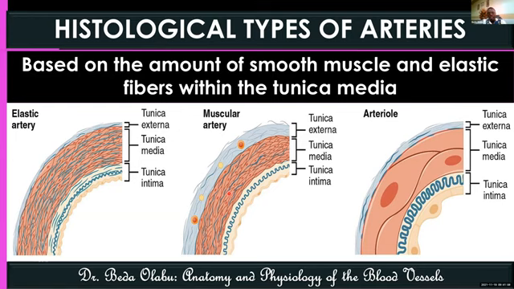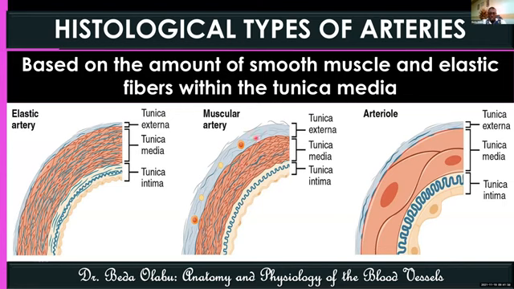The third histological type of arteries, which is not in this slide, is what we call hybrid arteries. Hybrid arteries is where you have a combination of those two. If you have an amalgamation of those two, we call that a hybrid artery. And a good example of hybrid arteries are the coronary arteries.